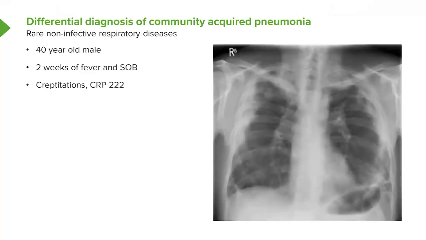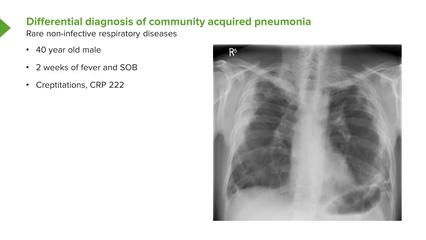So, for example, this is a 40-year-old man. He's had 2 weeks of fever and breathlessness, and a C-reactive protein shows there's quite active inflammation, with a CRP of 222. Now, not unreasonably, he's been treated with antibiotics because it's thought that he may have an infection, a pneumonia, but he's not getting better.